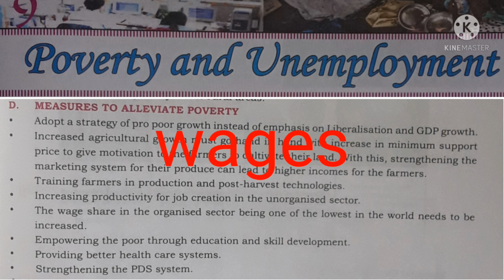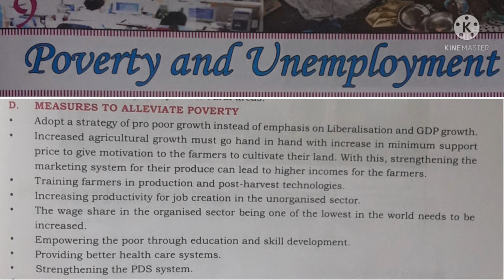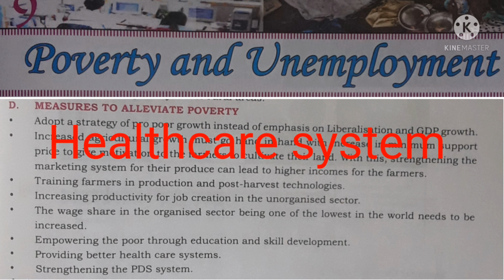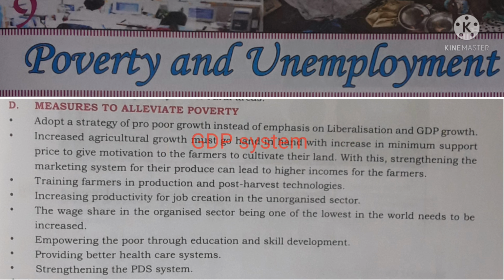Next, the wage share in the organized sector, being one of the lowest in the world, needs to be increased. Empowering the poor through education and skill development. Next, providing a better health care system. Last, strengthening the GDP system.